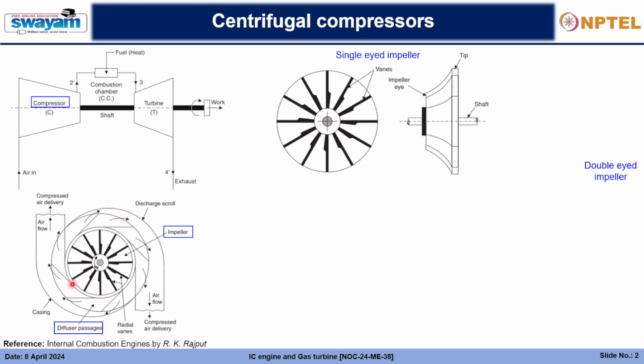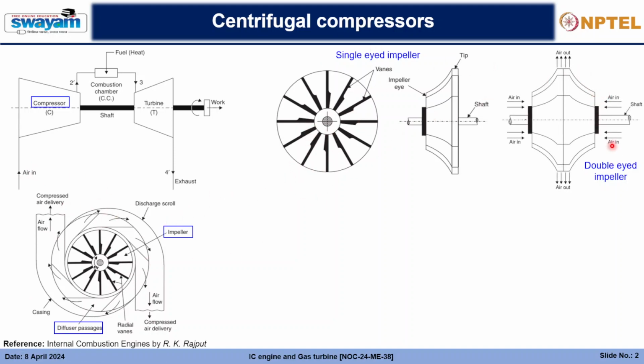So it's like 50% of the pressure rise is achieved in the impellers and 50% in the diffusers. And from the diffuser, the pressurized air now goes to the discharge scroll, as you can see here. So this is the discharge scroll and the compressed air delivery, where the air goes out. So that's about the compressor.